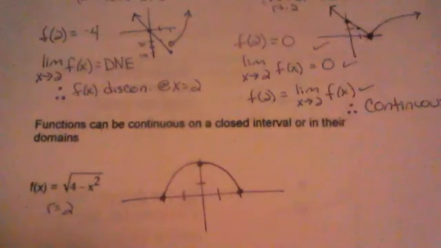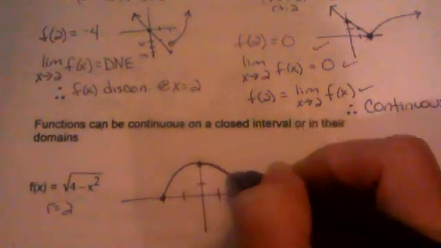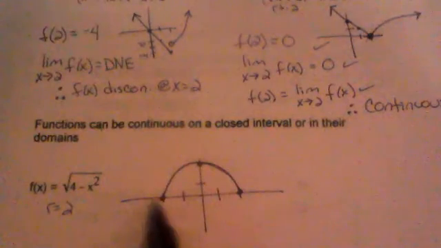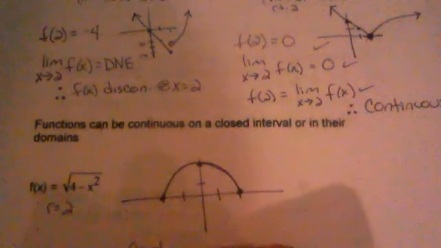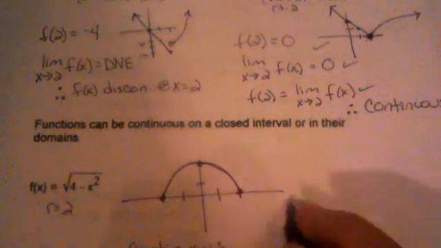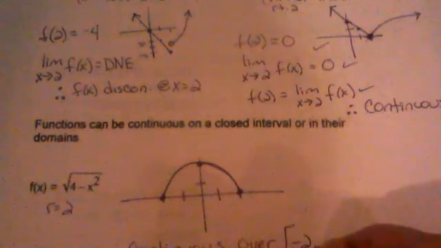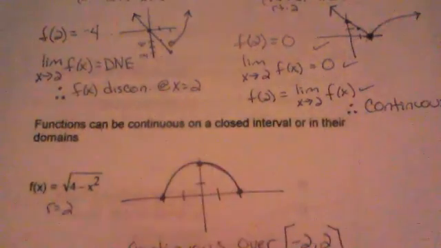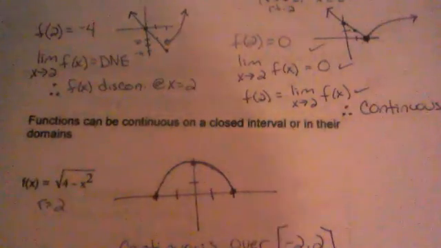It's a semicircle function graph. And this function is continuous. I don't have to pick up my pencil to draw it. However, it does stop. I don't have values on either side of -2 and 2. And so this function is continuous over the interval from -2 to 2, or in the domain from -2 to 2. So continuity can be described within just the closed interval.